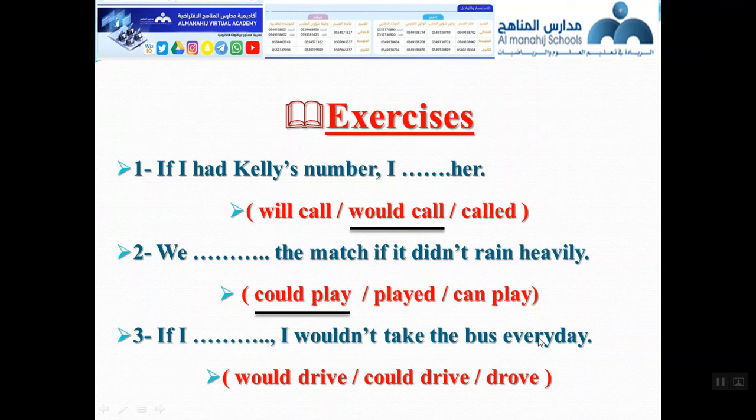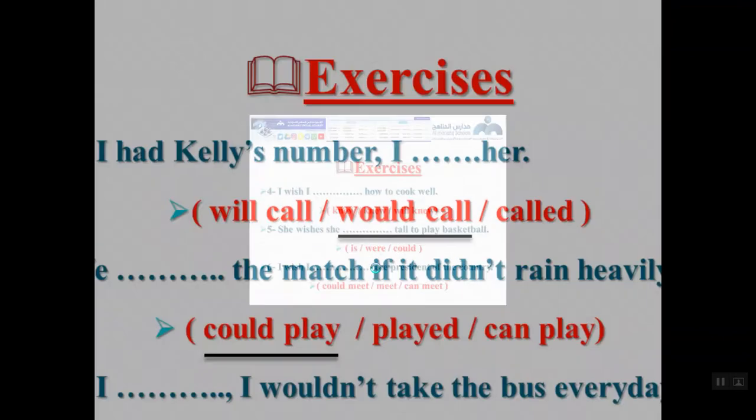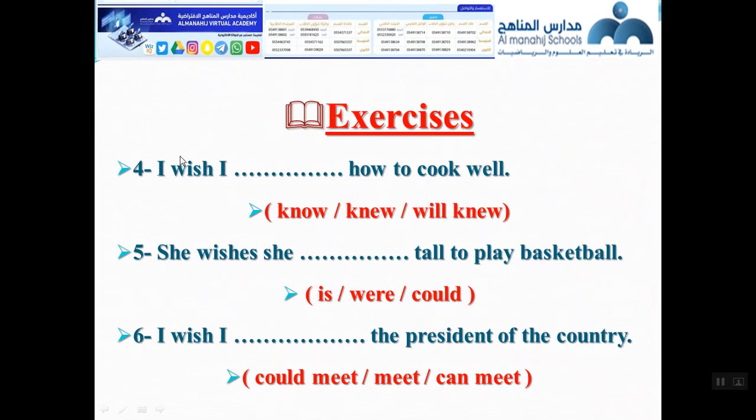Number three, if I drove, I wouldn't take the bus every day. Look at the main part here: I use would or could, and in the negative form, couldn't or wouldn't. Wouldn't take, if plus past simple tense or past form of the verb. The right answer is drove.